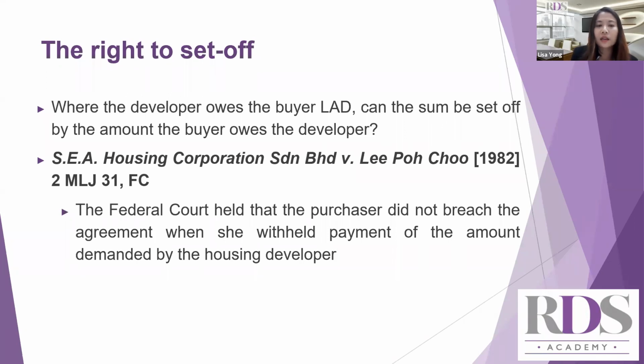The rationale being the purchaser's cross-claim and the housing developer's claim was so closely connected that it would be manifestly unjust to allow the housing developer to enforce payment without taking into account the purchaser's cross-claim.